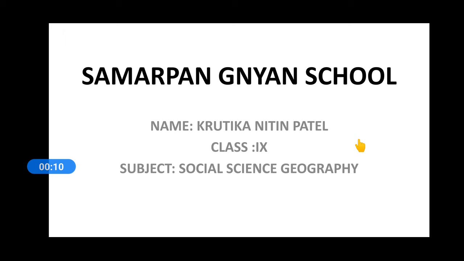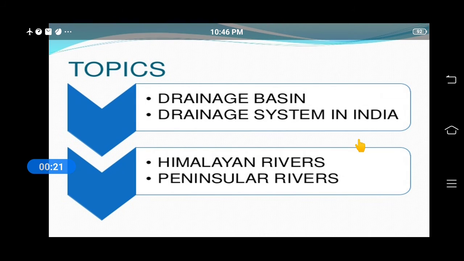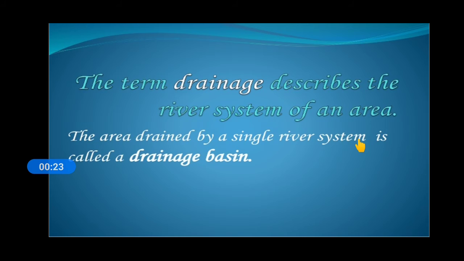Today we are going to continue with our topic of class 9 social science geography lesson number 3, that is drainage. We have already discussed a topic from this chapter, that is drainage basin and the river system of India. We are going to discuss it in this lecture. First, let us revise the topic we have already covered. We have seen what is drainage. It is a river system of India, and we have also seen the drainage basin, that is the area covered by the single river system.